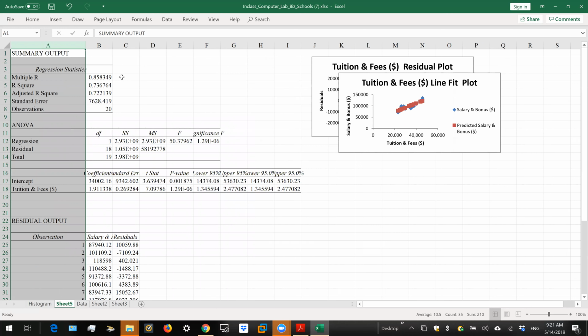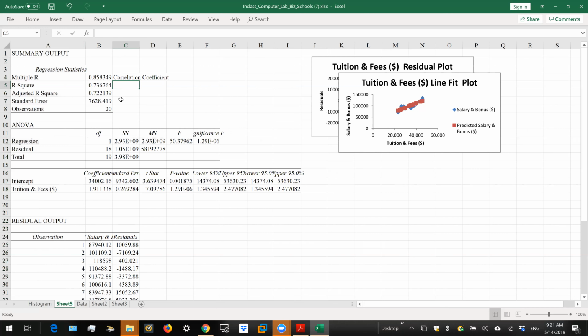The multiple R, what is called multiple R, is actually the same for simple linear regression as the correlation coefficient. If you remember, the correlation coefficient number was about 0.86, and that's the same number that we got here. Now, in multiple regression, that's not going to be the case, but in simple linear regression, the multiple R will be the same thing as the correlation coefficient. The R squared is just the square of the correlation coefficient, and this is the same R squared that we calculated in class. So in this case, it's about 0.74.